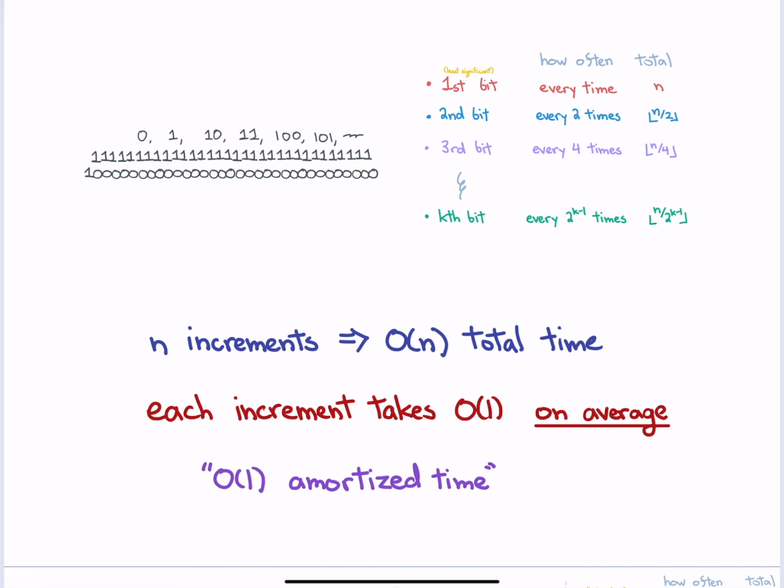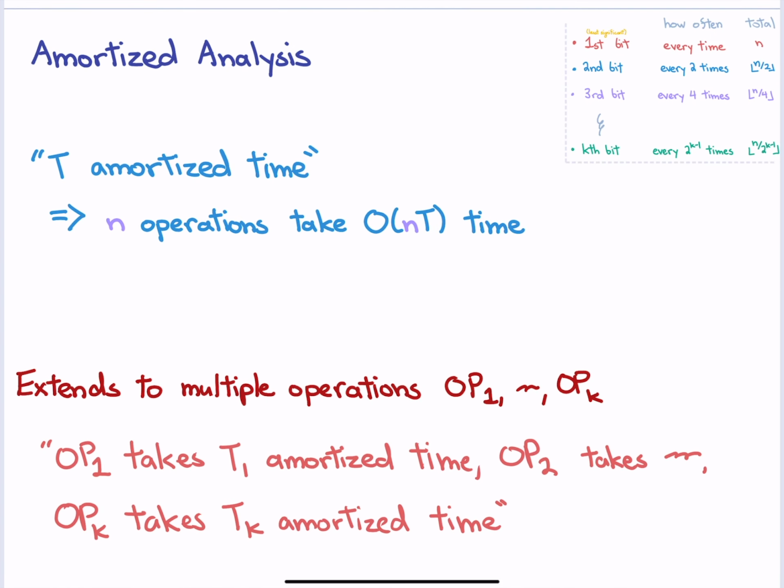So when I say something has constant amortized time, that means if I ran it 1 billion times, each individual operation may take more or less than constant time. Probably not less, but some may be more expensive here and there. But in the aggregate, it should still take like big O of 1 billion time. So when we say some operation has t amortized time, that means if I ran it n times, it should take big O of nt time.